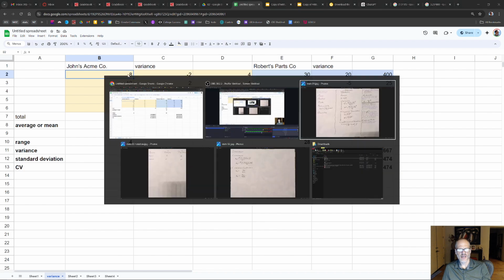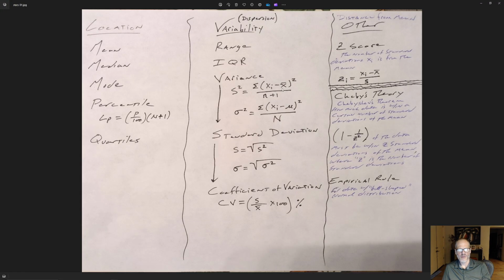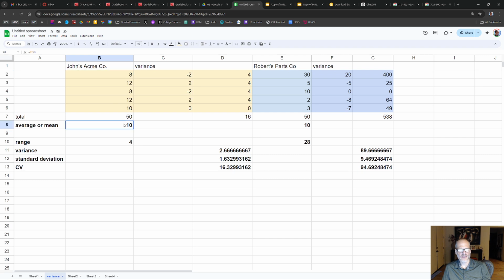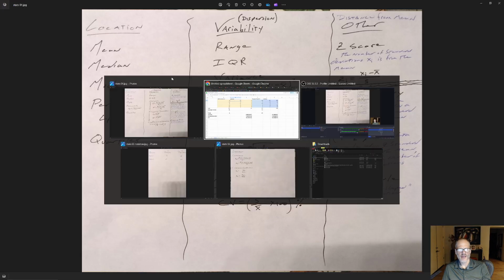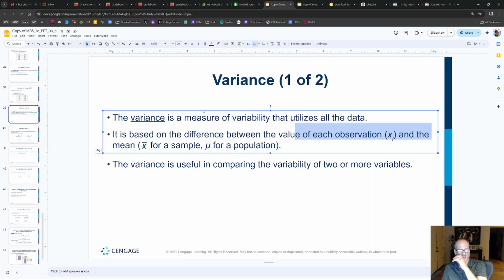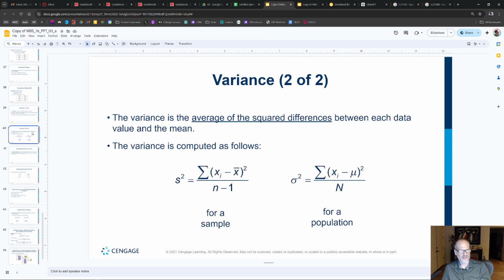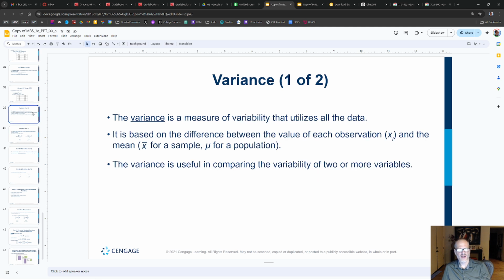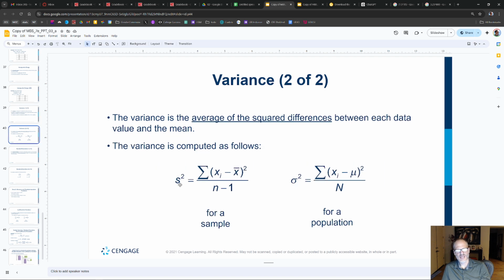So the variance is calculated by your data point minus the mean. Your data point minus the mean is that. And so that's the difference between the value of each observation and the mean. And so here's the formula. I just think that's worded a little weird. The variance is useful in comparing the variability of two or more variables. And so for a sample and for a population, those are the formulas.